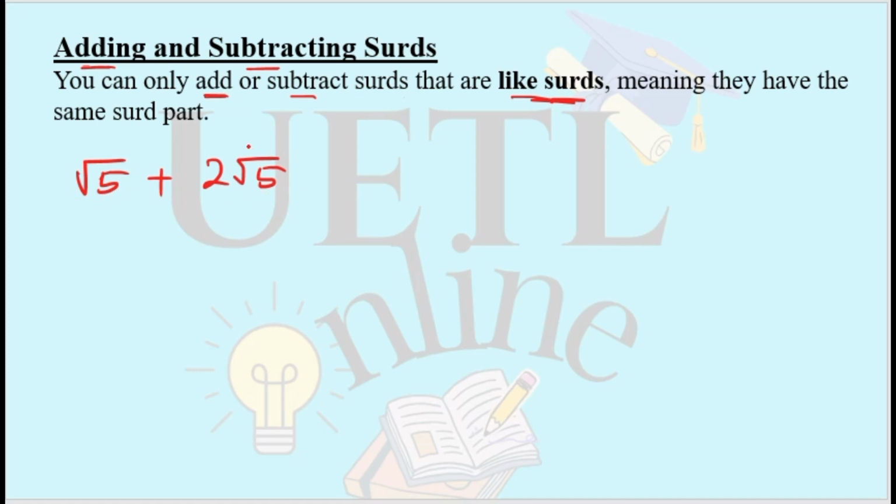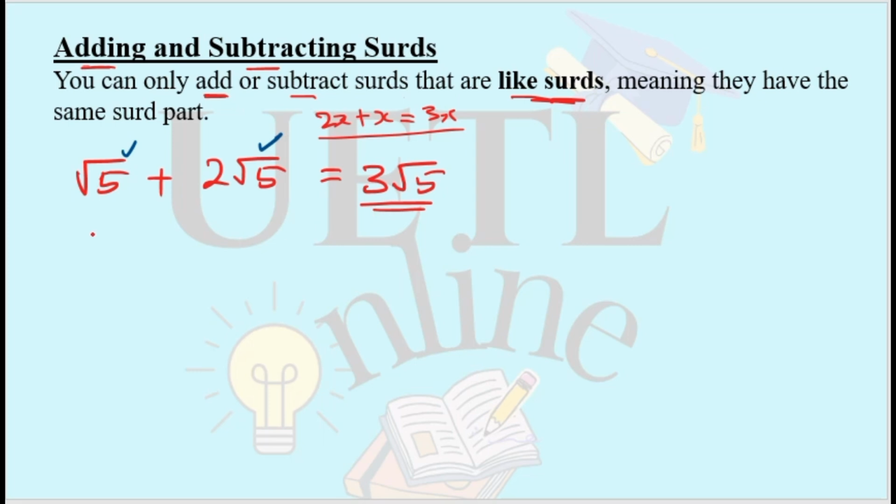Okay, so when the surd part is the same, like here, root 5 and root 5, you can easily add this. You just add like you are adding x. So you say 2x plus x, it becomes 3x. In this case we have root 5 plus 2 root 5, which means you can simply say 3 root 5. This is the simple way of adding.